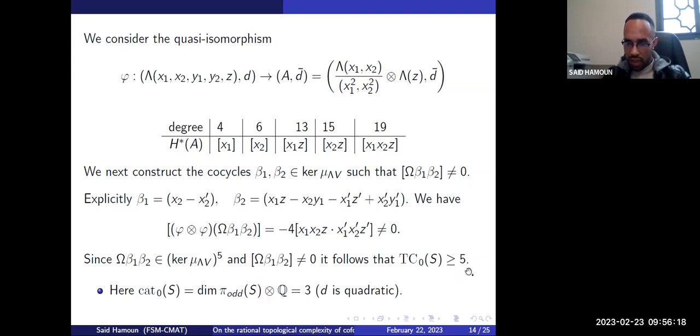And here, note that this 5 equals 3 plus 2. 3 is the number which comes from the rational LS category, and the 2 comes from the length of beta 1, beta 2 in the kernel of mu lambda v, and that is the result that we want to generalize.